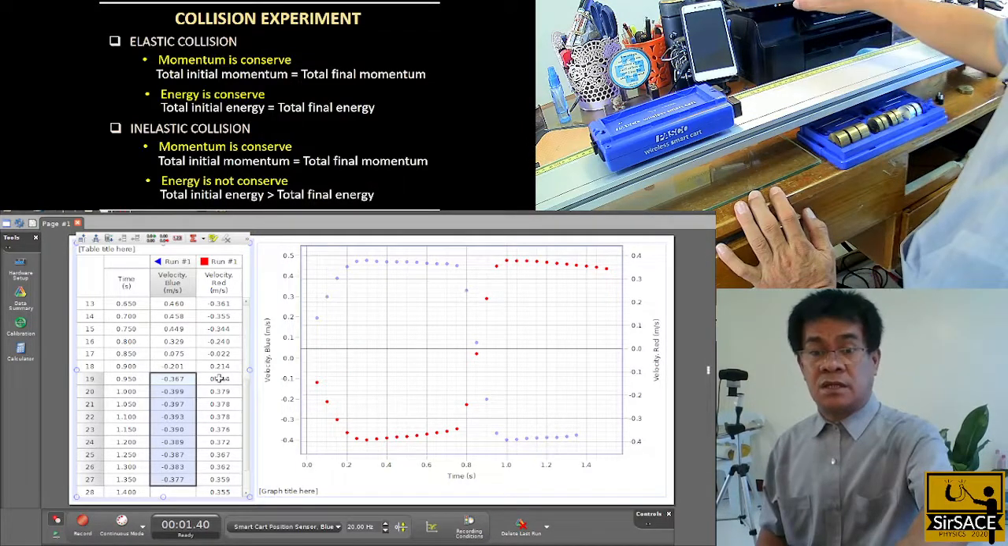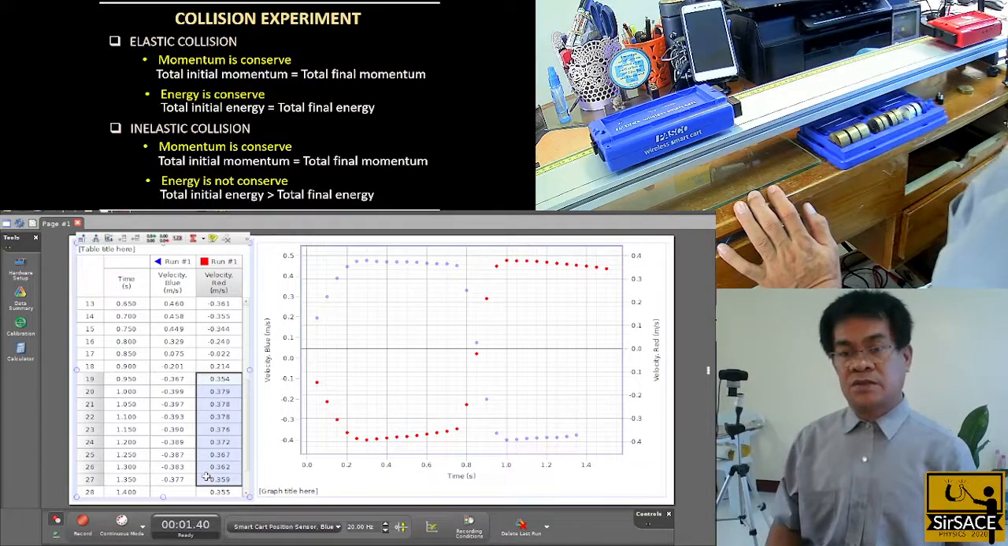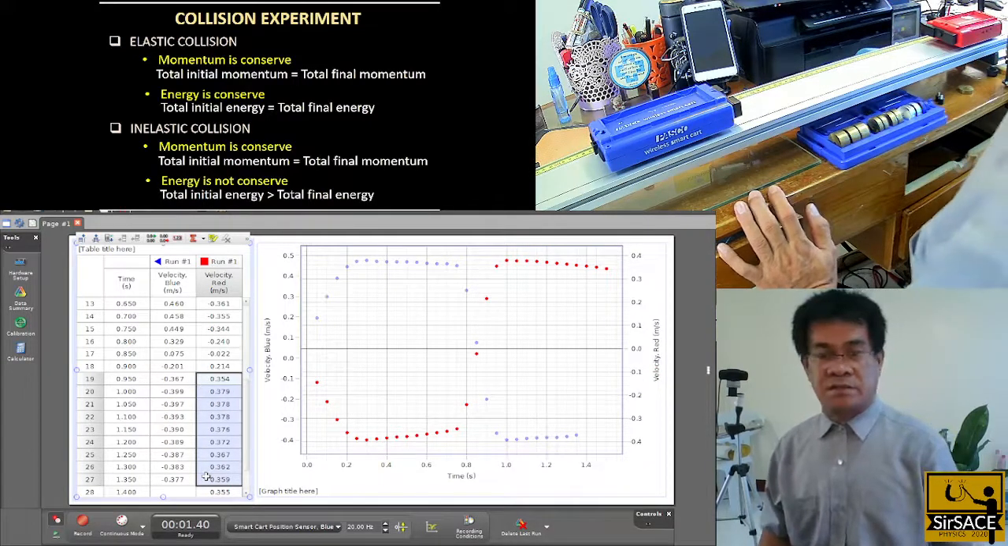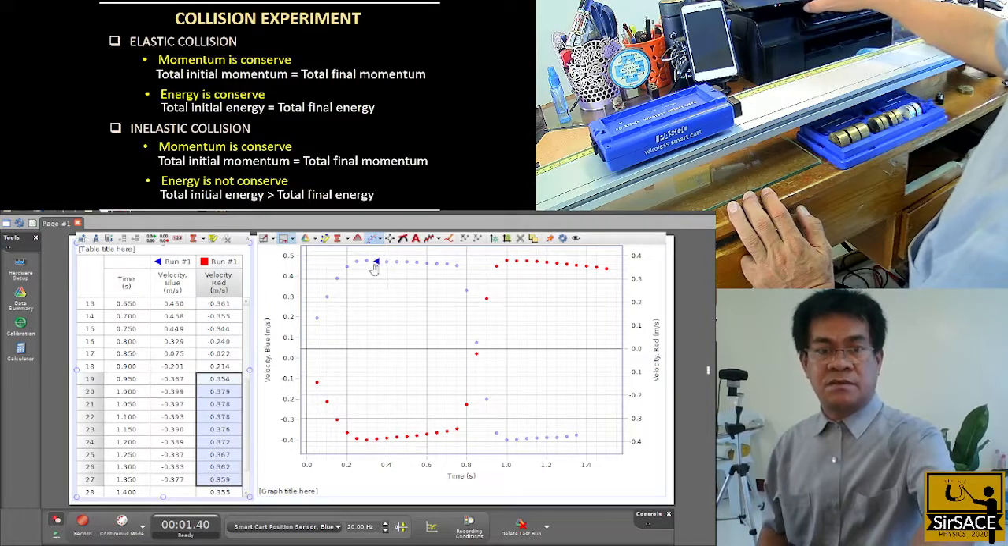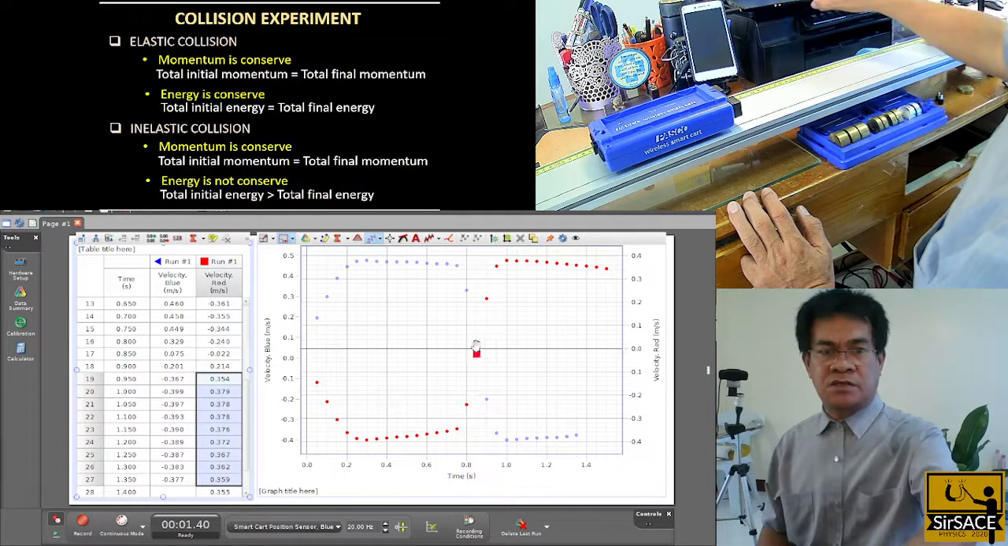Okay, and this will be the final velocity of red, and that's now positive because that is after collision. So you can verify this in the curve. Again, this is the initial velocity of the blue, and this is the initial velocity of red. Then the collision time occurs more or less at this point. Therefore, after collision, the blue reverses its direction. It will now become positive.